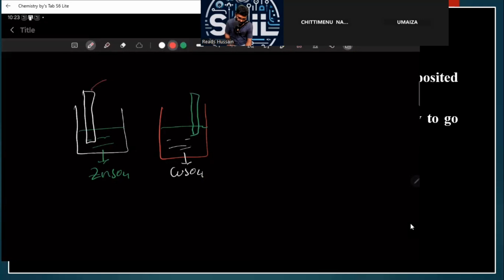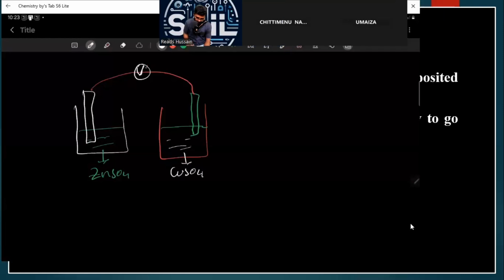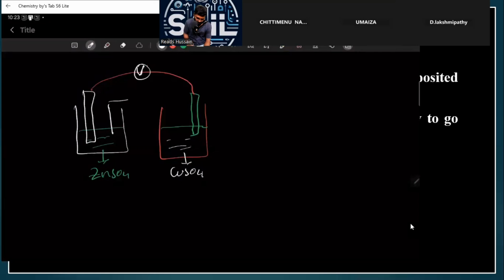Both are connected with an external wire. In between, we have kept one voltmeter, right? And here, one U-shaped salt bridge we placed. Let's see what is the process of these oxidation and reduction reactions. Here you can see this zinc rod, this solid zinc rod. This zinc rod loses 2 electrons.